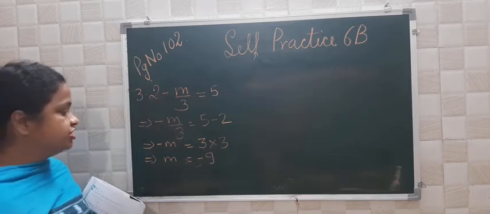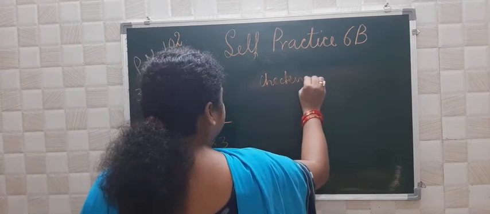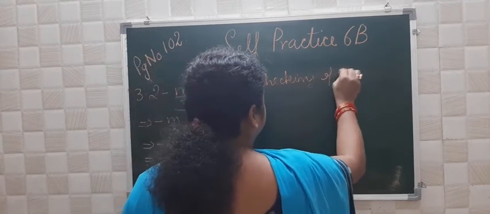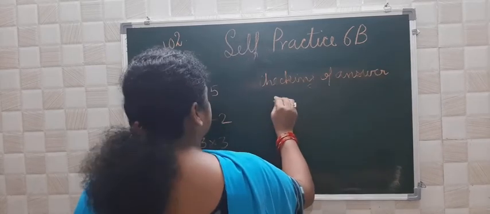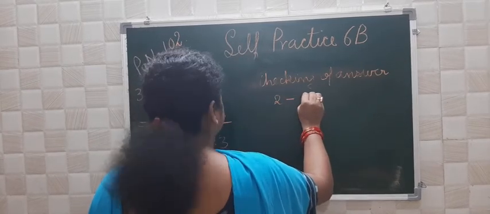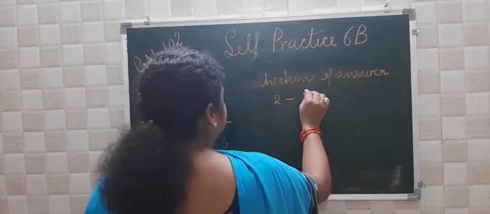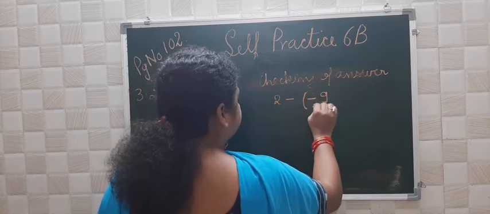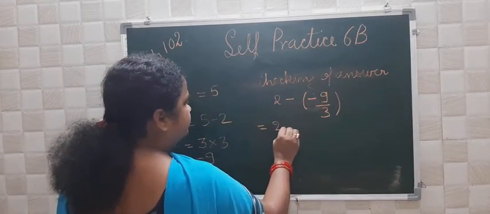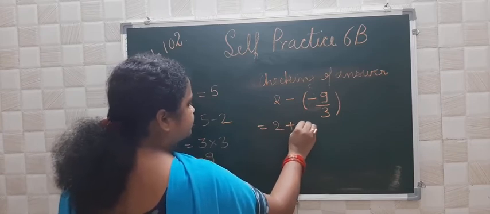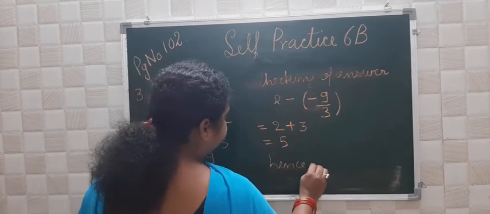Okay. Now check the answer. Checking of answer. 2 minus 9 by 3. So minus of minus 9 by 3, which is equal to 2 plus 3, which is equal to 5. Hence it is correct.